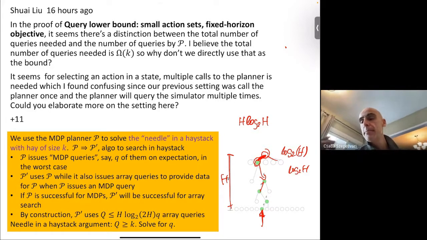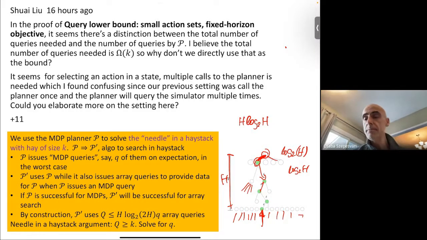Okay. Now the MDP planner itself, how do we use the MDP planner? The MDP planner itself needs to be fed with the right information. So how do we get the right information? Well, we got it from the array queries. So whenever the MDP planner is issuing a query, maybe it always queries here in the bottom, then we're going to need to ask the array. It may be querying something inside the tree that we don't have to consult the array.